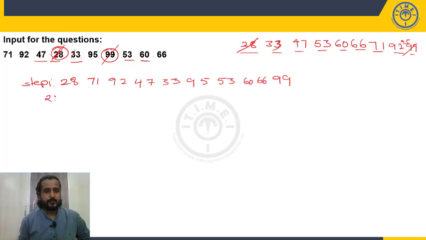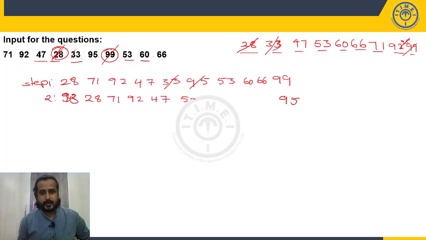Now move to step 2. Second least and the second highest. So 33 and 95 go to the left hand and right hand. So cancel that 33 and 95. Remaining: 28, 71, 92, 47, 53, 60, 66, 99. So step 2 is also completed.